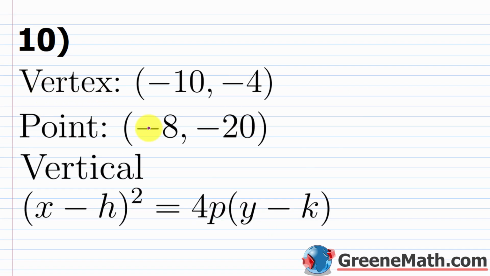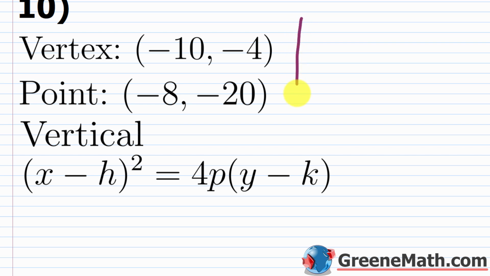All right, for problem 10. We have a vertex that occurs at (-10, -4), a point that's given on the parabola, which is (-8, -20). We're told that it's a vertical parabola, and so we're using this form right here. So just like we did in the last problem, we're just going to plug in what we know. So we have that h is equal to, again, it's the x-coordinate from the vertex, so that's -10. k is equal to, it's the y-coordinate from the vertex, so that's -4.